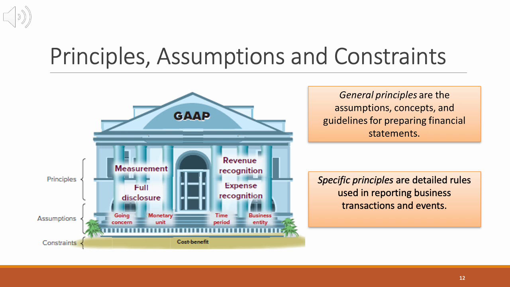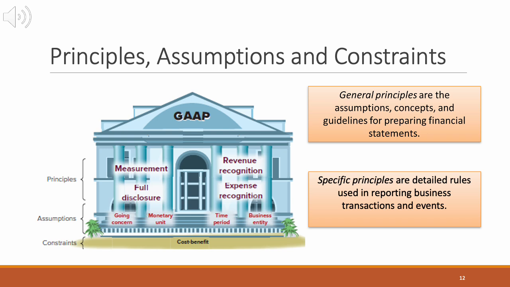Here we see the foundation of GAAP, Generally Accepted Accounting Principles. Think of GAAP like a building. The pillars holding it up are the principles: measurement, full disclosure, revenue recognition, and expense recognition. These are the key rules that guide how financial statements are prepared. The foundation of the building rests on assumptions. We assume the business will keep operating. Well, that's the going concern. We measure everything in money. That's the monetary unit. We split time into periods like months or years, and we treat the business as separate from the owner's personal finances.